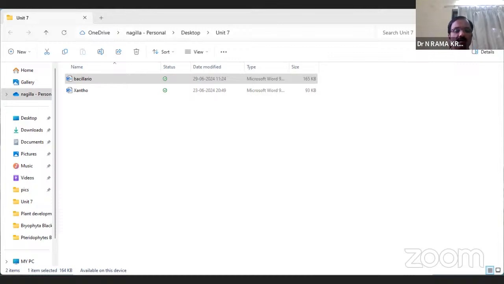In Bacillariophyta, only two genera are there: Navicula and the next one, Cyclotella. You see now, a brief summary of Bacillariophyta.